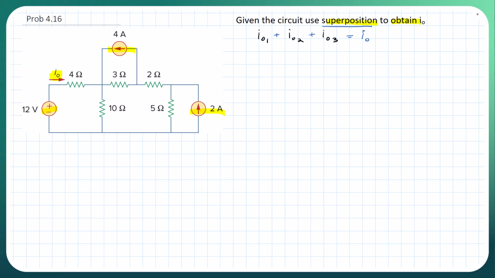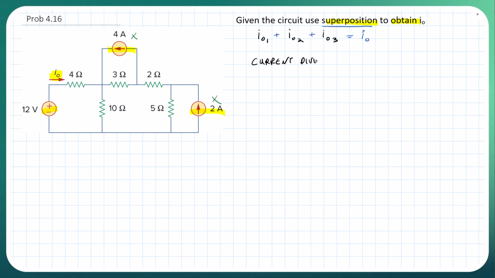Let's start with the first one, which is the easiest, where I want to turn off this guy and this guy. So how does the circuit look if I do that? Actually, let me back up a little bit and give you a quick review of current division, because we're going to be doing a lot of that in this problem.